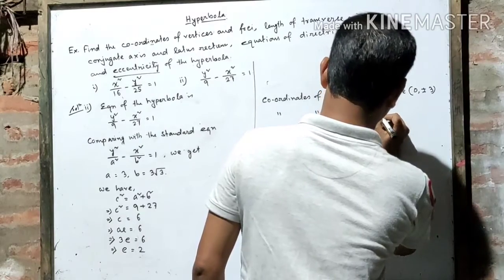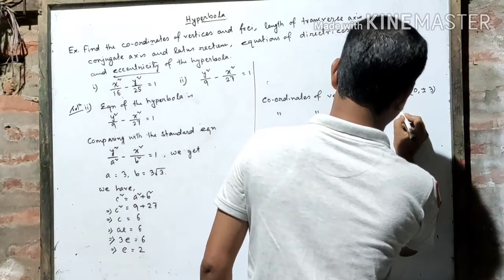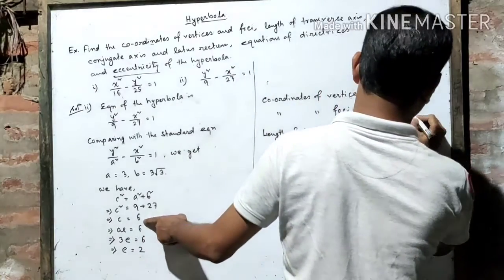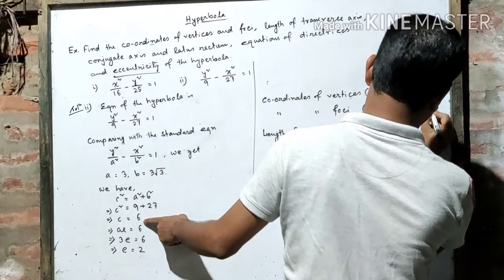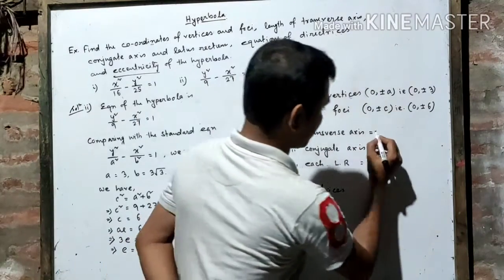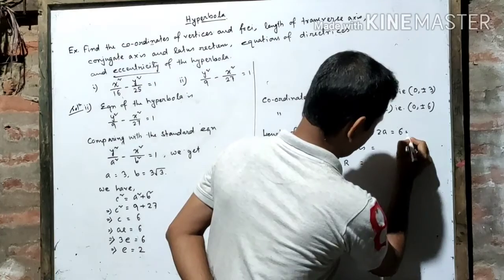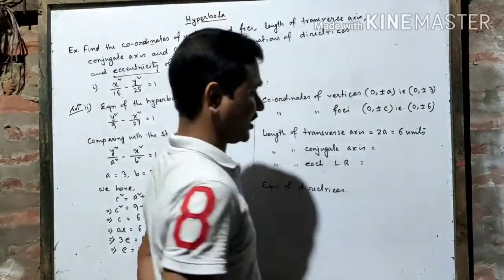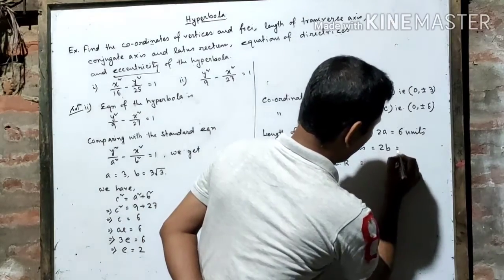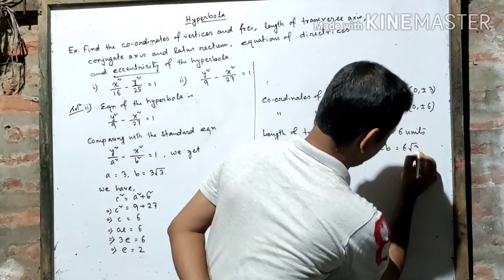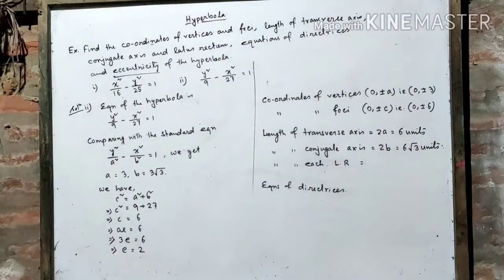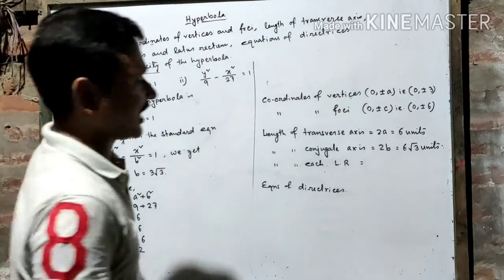Coordinates of foci will be 0 plus minus c. What is c? You find the value of c here. c is 6. So this is 0 plus minus 6. Then length of transverse axis. Length of transverse axis is twice a. This is equal to 6 units because a is equal to 3. Length of conjugate axis is twice b. And b is 3 root 3. So this will be 6 root 3 units.